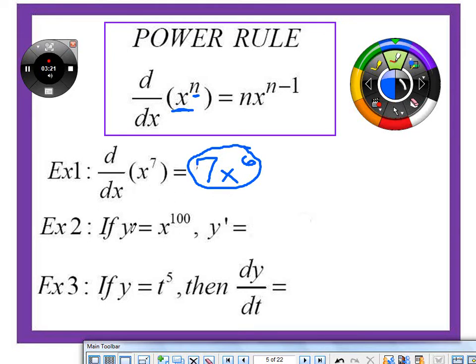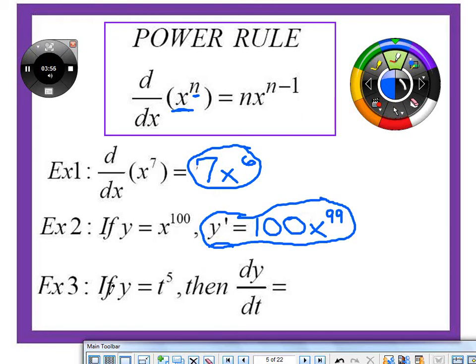Example 2, if y equals x to the 100th power, then y prime, which again is another notation for saying I'm finding the derivative, would be: I would take the 100 and bring it out in front, then rewrite the x, and then reduce that by a power. So that would make it x to the 99th. Okay?